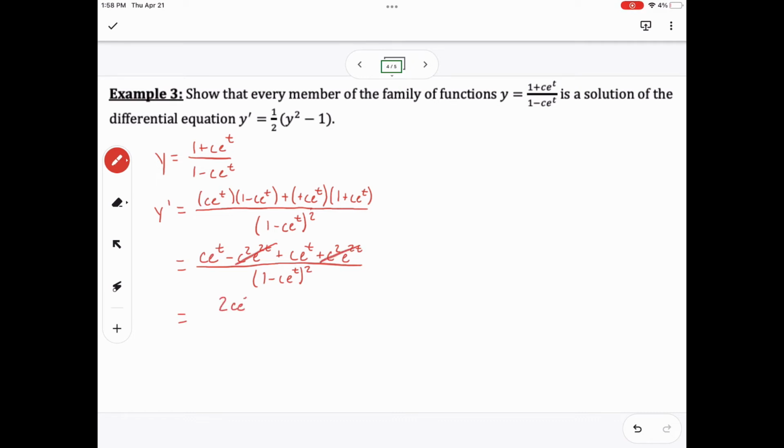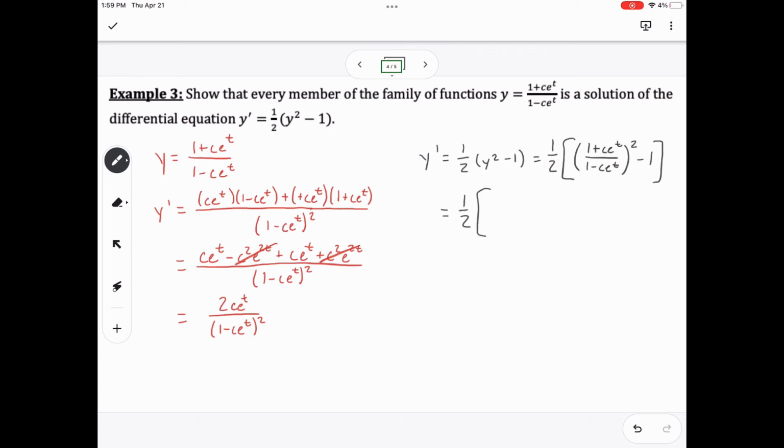Notice that we have some terms that cancel out after we distribute through, and then I'm able to get 2c e to the t divided by 1 minus c e to the t, quantity squared. Now for the other side, I plug my y into that function, because there's a place for it. If I can get the same value, I've shown that this works. This is a solution for every member of that family.